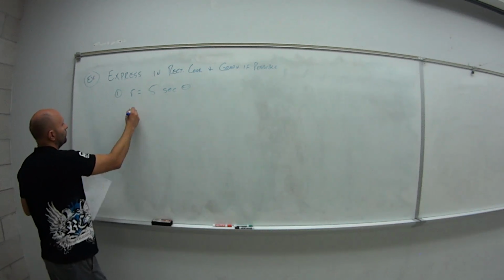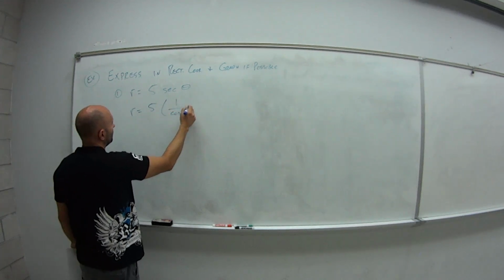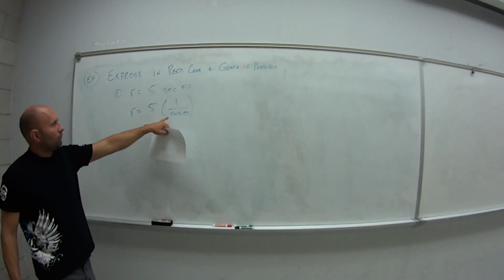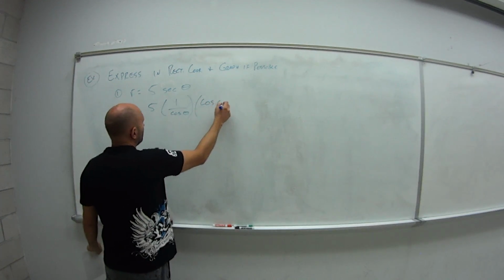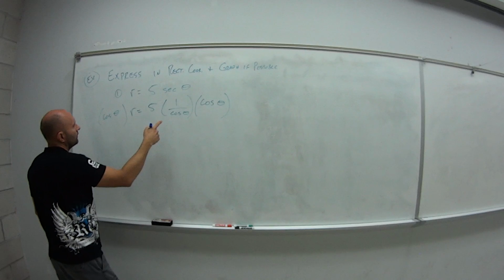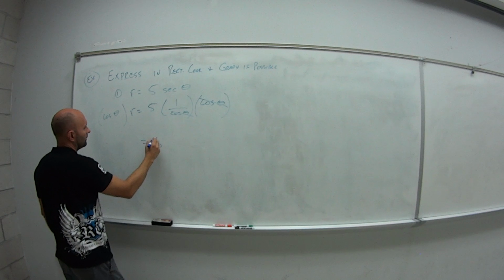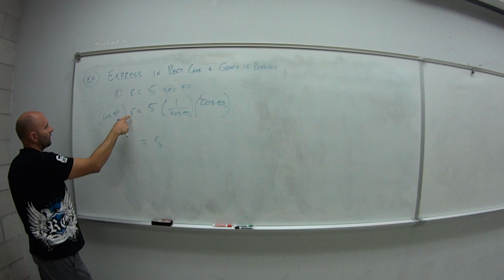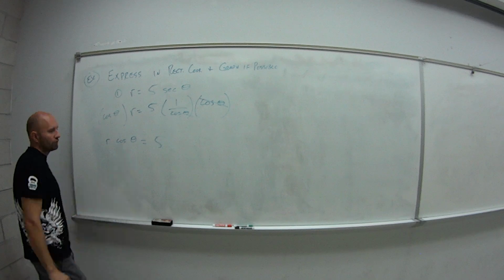So first thing we're going to do: secant is what? This is 1 over cosine of theta. If I want to get rid of the cosine of theta in the denominator here, what do I have to do? Well, I have to multiply both sides by cosine of theta. When I do that, the cosine of theta cancel each other on the right, so I just get 5. And on the left I have cosine of theta times r, which I can rewrite as r cosine of theta.